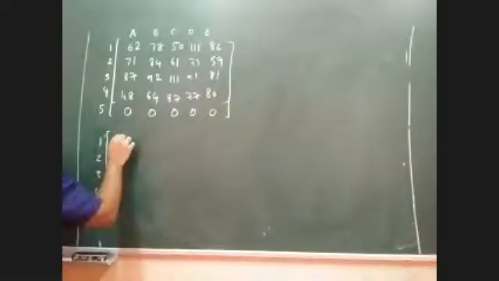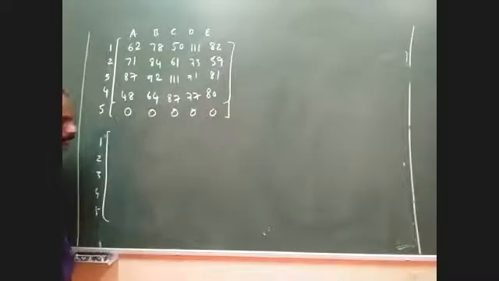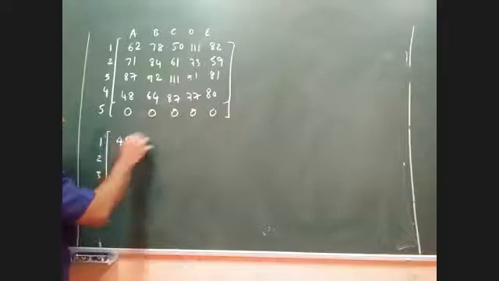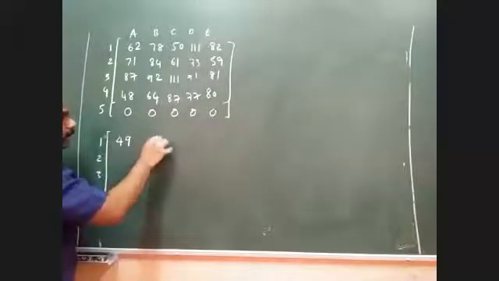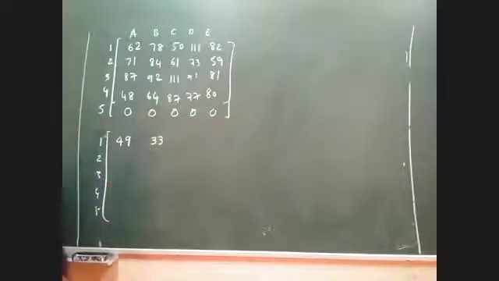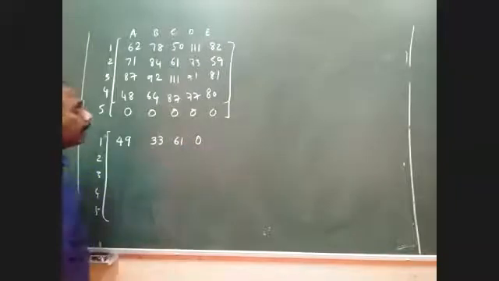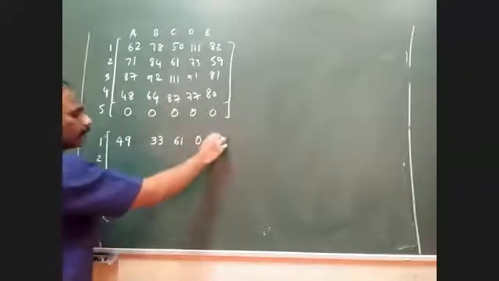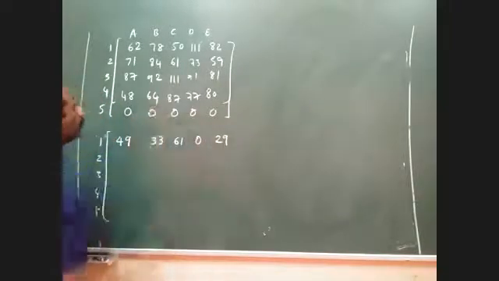How much do we get? 49, sir. The first value, how much you get? 49. Okay, 49, good. Second value? 33. 33. Okay, 61, 0, 29. Sorry, 29. Okay, good.